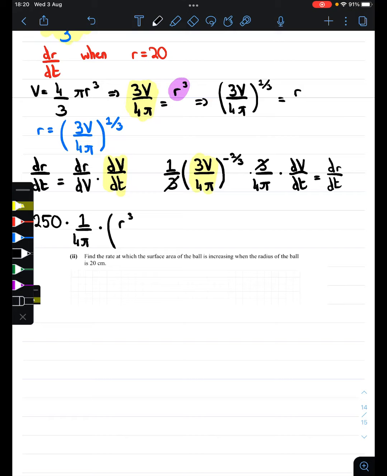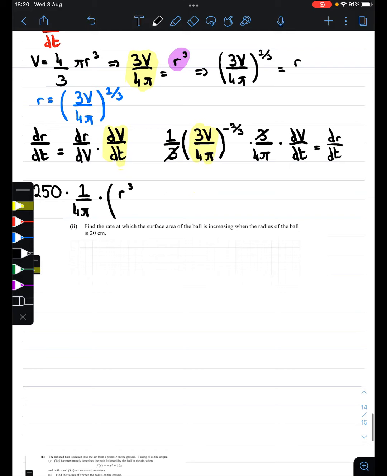Now, you don't really need to, but it's easier. It makes the formula look easier. But you'd be able to do this question no problem without doing this. It just makes our lives a little bit easier. And then this to the power of minus 2/3. And this whole thing equals dr dt.